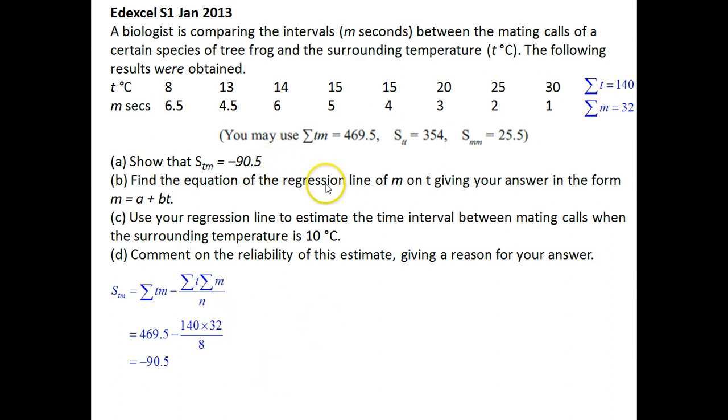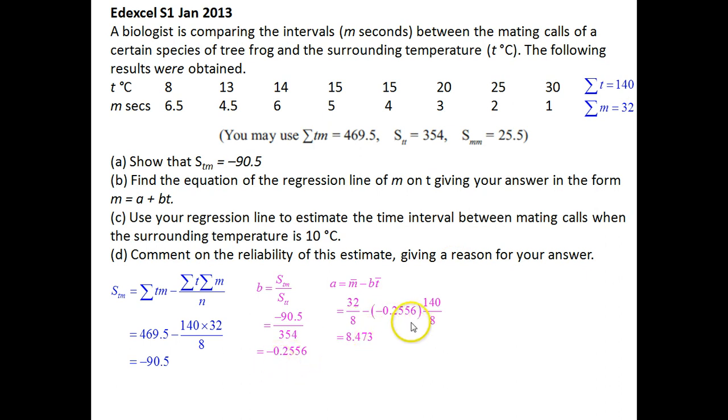So for our regression line, we need our B first. So our B is S of Tm over S of Tt. T is our original x. So we get minus 90.5 over 354, and we get a value for B of minus 0.2556.